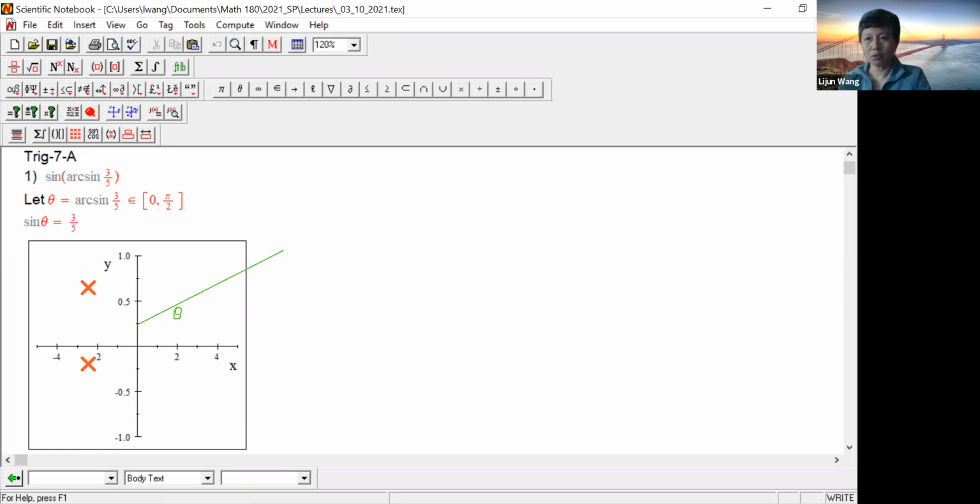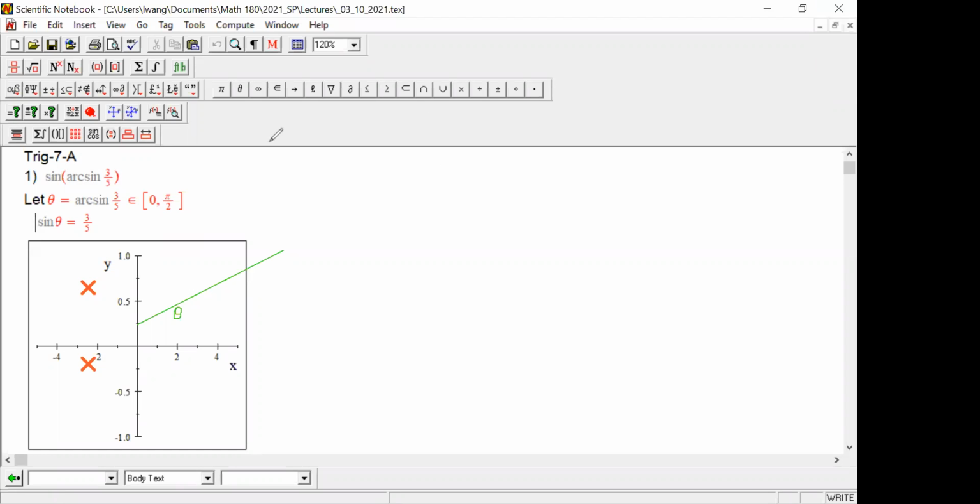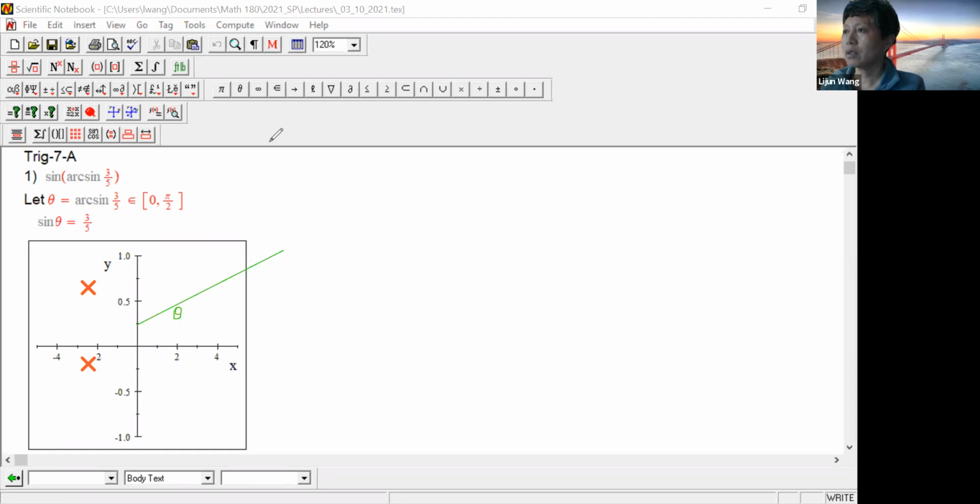Okay, sine theta equals 3/5. Agree? What does that mean? That's the definition of a function and its inverse function, right? Oh no, you see, the two software don't talk to each other. That's okay. I just have to redo it.